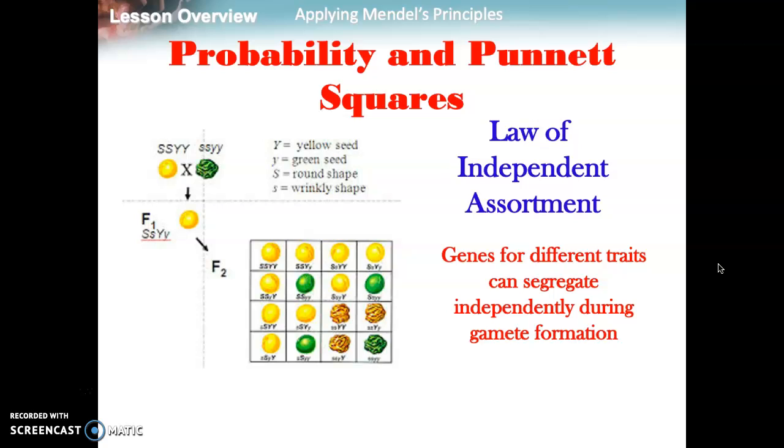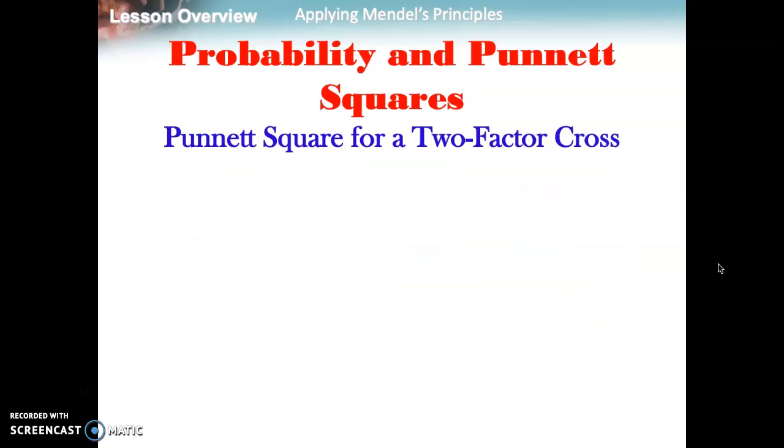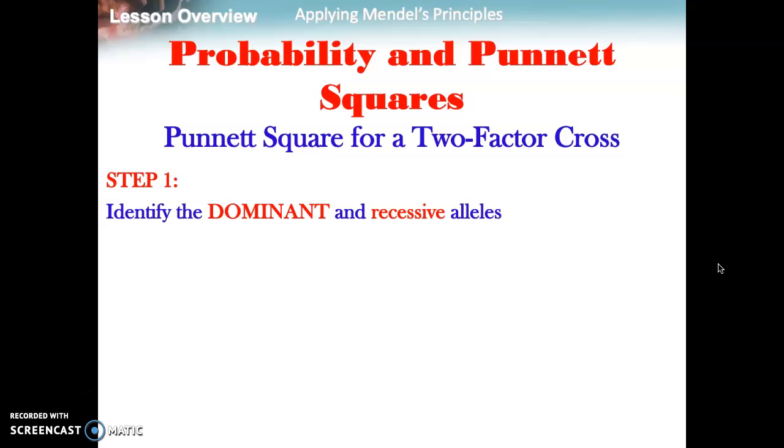So again, the best way to do this, I believe, is to simply work some examples with you and go from there. So, Punnett squares for two-factor crosses. Again, first step, we're going to use the same steps we used in the previous lesson. In step 1, we have to identify the dominant and recessive alleles. Now we have to do this for both traits.